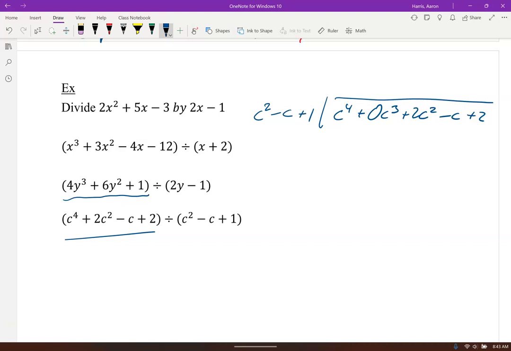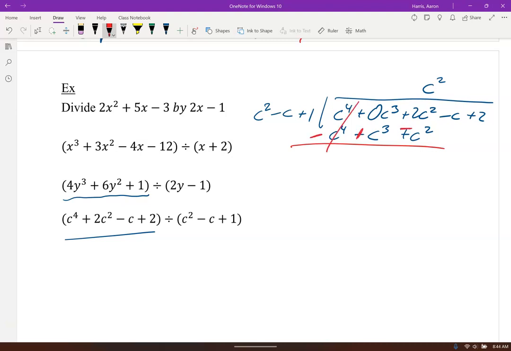Now we're matching c to the 4th. So then the question is, what times c squared gives me c to the 4th? Or another way to ask that is, what's c to the 4th over c squared? So you should get an answer of c squared. You write it right there over the other squared term. Now I multiply through. c squared times c squared, c to the 4th. c squared times negative c, negative c cubed. c squared times 1, 1c squared. Don't forget, you've got to change all the signs.